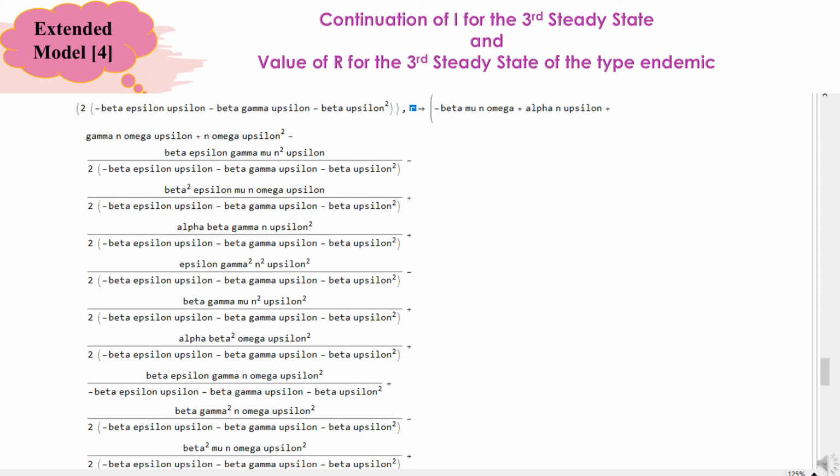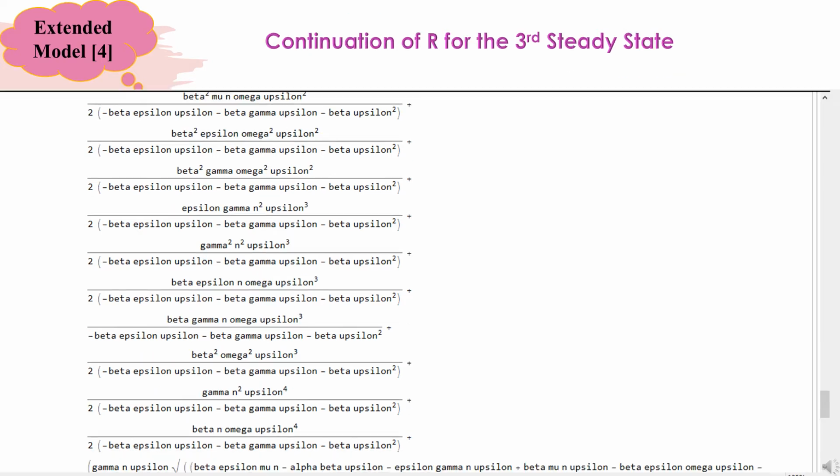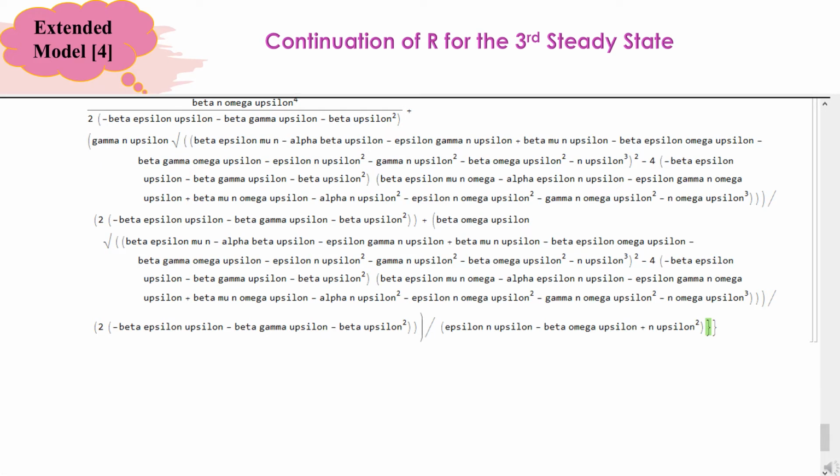This slide consists of the continuation of I for the third steady state and the value of R for the third steady state of the endemic type, followed by the continuation of R for the third steady state.